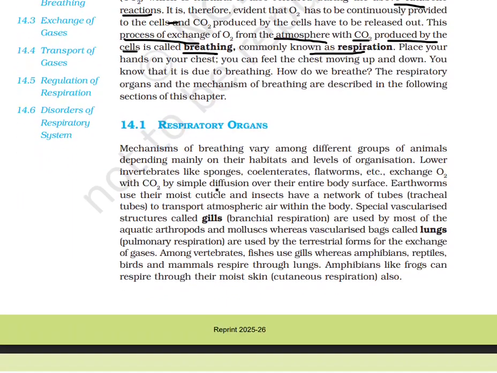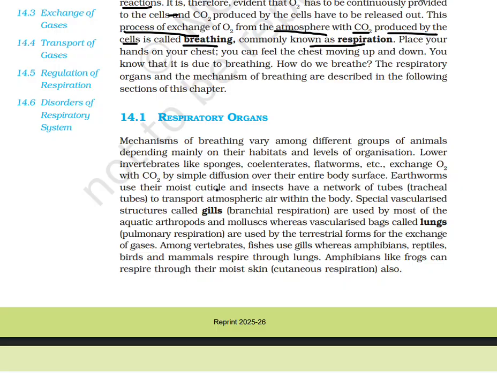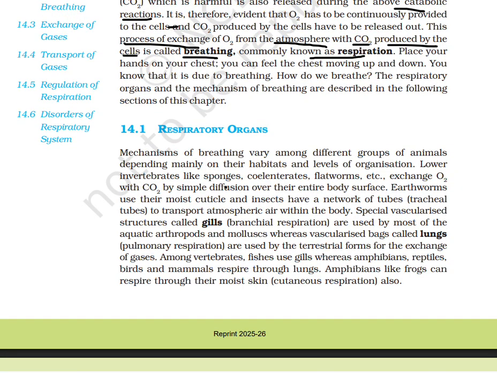The respiratory organs and the mechanism of breathing are described in the following sections of this chapter. Respiratory organs and mechanism of breathing vary among different groups of animals depending mainly on their habitats and level of organization. Lower invertebrates like sponges, coelenterates, flatworms, etc. exchange oxygen with carbon dioxide by simple diffusion over their entire body surface.